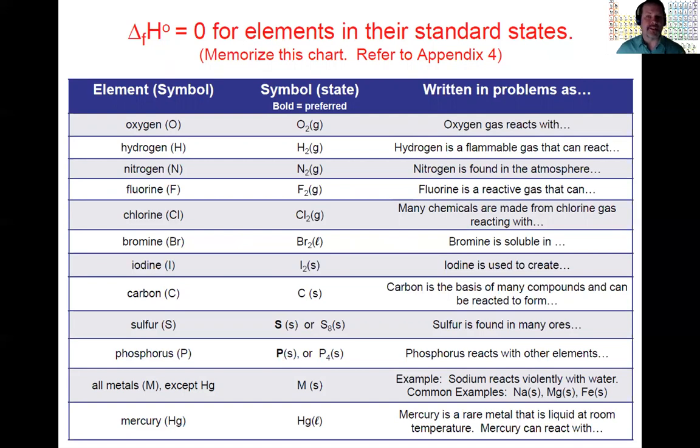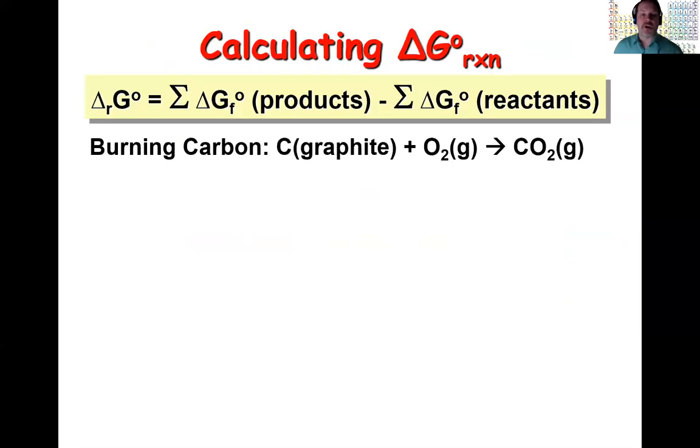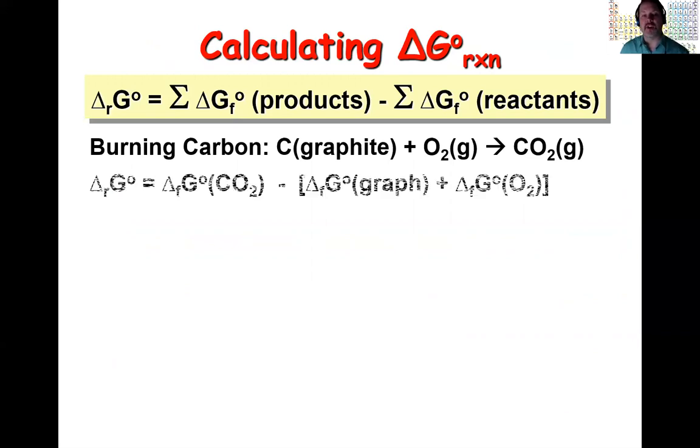Of course, mercury is a liquid. So we can go and calculate the free energy of a chemical reaction just by giving the reactants and the products their states. We can go look up these numbers.